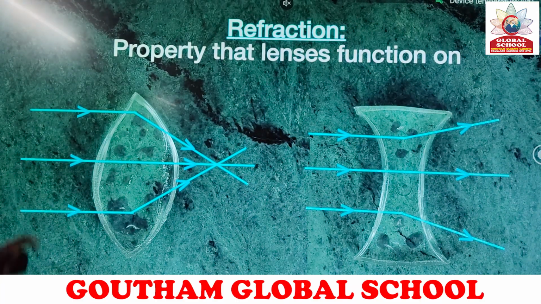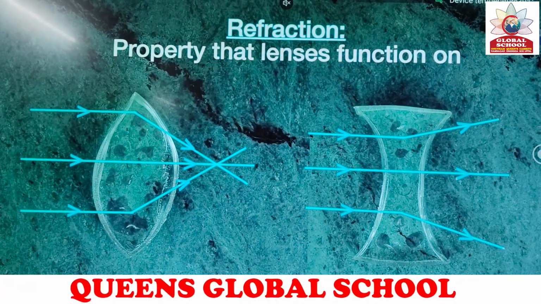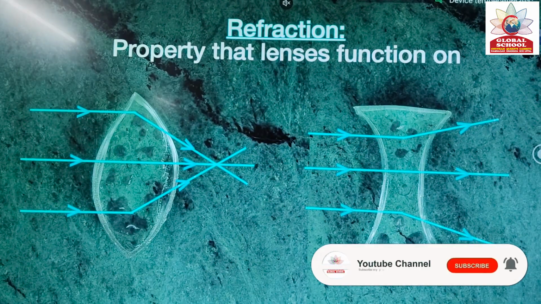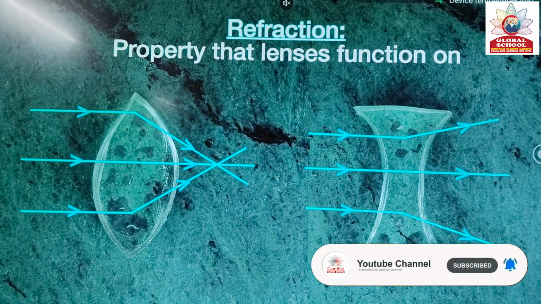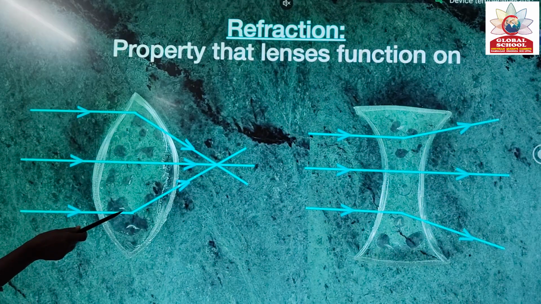In these lenses we will see refraction. Refraction means bending of light rays. Why does the light ray get bent? Because it is changing its medium.